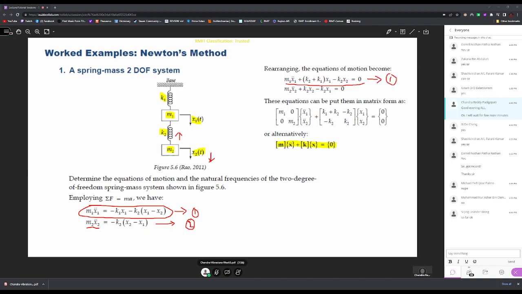So equation 1, once you rearrange, will be in this form. Similarly, equation 2 can be rearranged and you can write it like this. So this will be your equation 2. Now both the equations, we can combine and write in matrix format. Here equation 1 has mass 1, and we write 0, then equation 2 has mass 2.